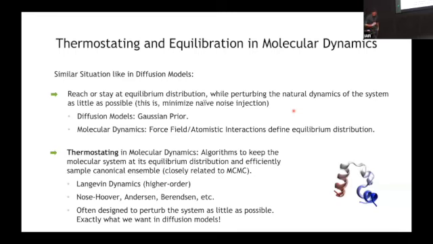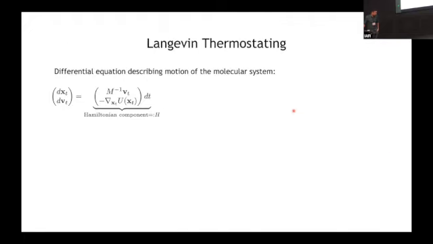And there's lots. Langevin dynamics is one version. There's Nosé-Hoover, Andersen thermostats, Berendsen thermostats. You don't have to know this. I just want to make the point that there is a huge literature which we can potentially use as inspiration. And often these are designed to perturb the system basically as little as possible. And like I just said, that's exactly what we want in a diffusion model. We want to efficiently equilibrate, but we don't just want to naively throw noise at the system. So what can we do? Let's just do the simplest thing possible beyond naive diffusion models, which is basically just Langevin thermostating.